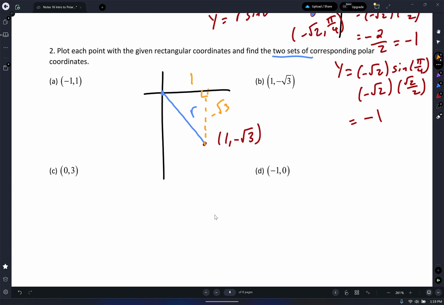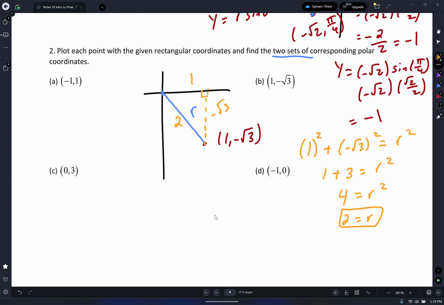So I'm going to go 1 squared plus negative square root of 3 squared equals R squared. 1 plus, when I square the square root of 3, I'm going to get 3. And then 3 plus 1 is 4. And then square root both sides, and you're going to get 2. So R is 2. It's cool or not cool?